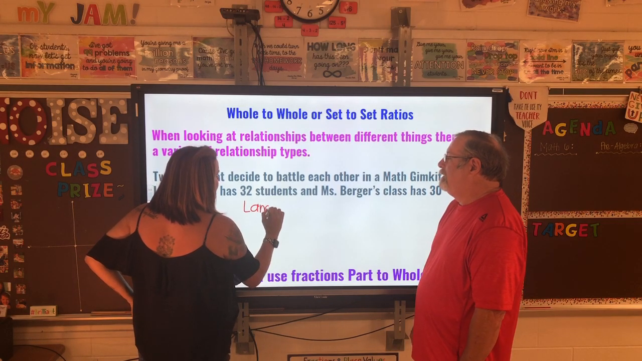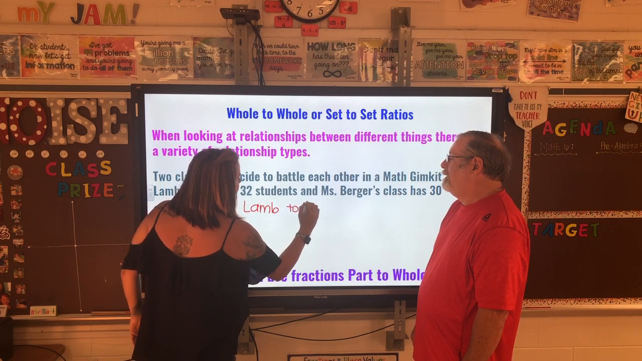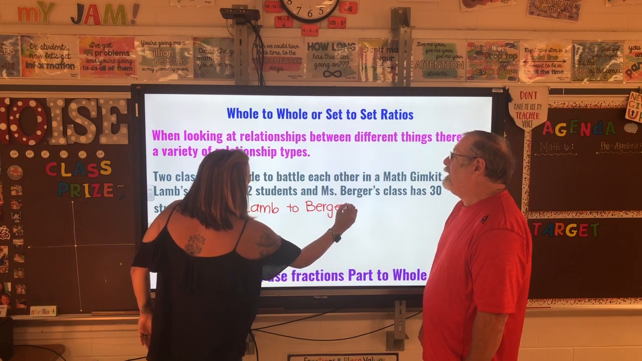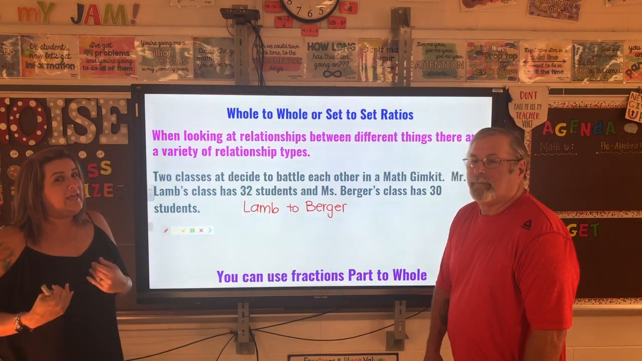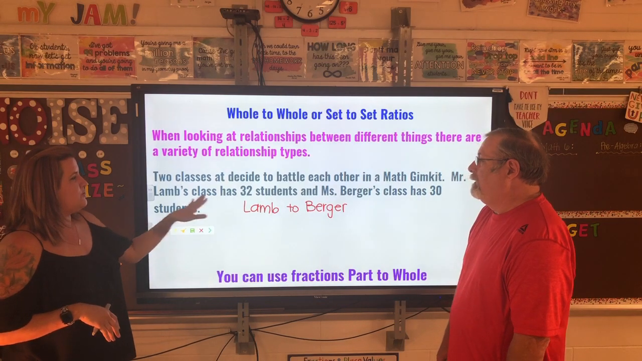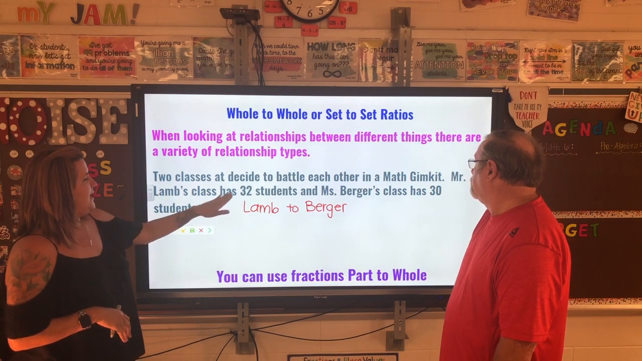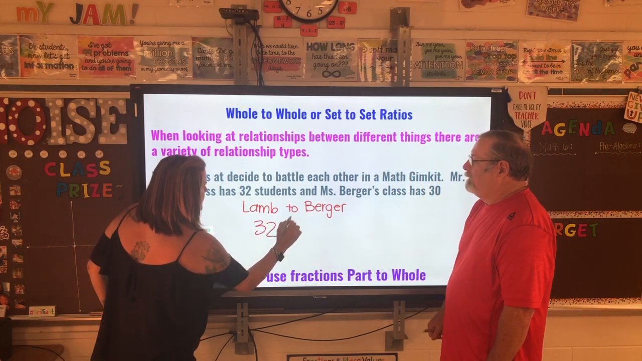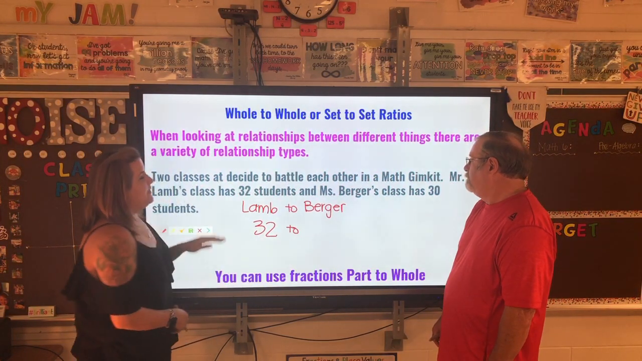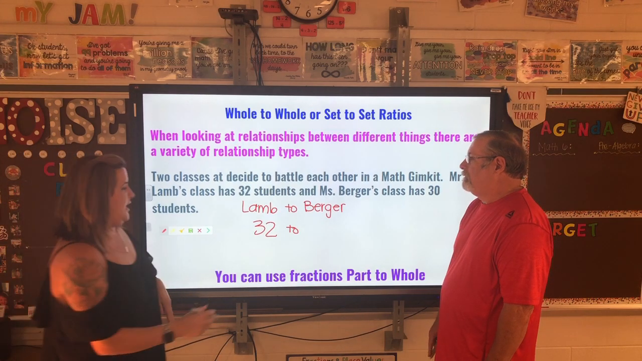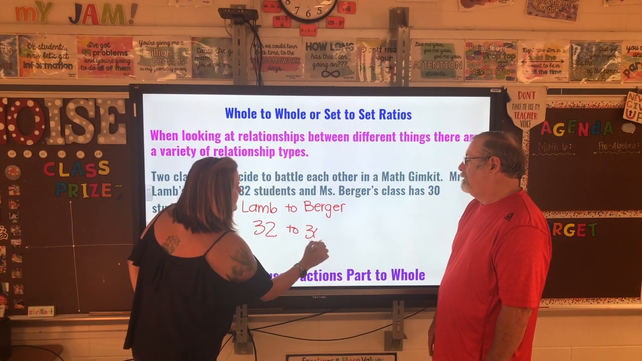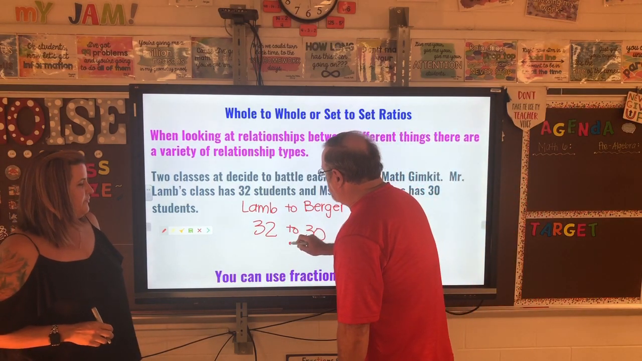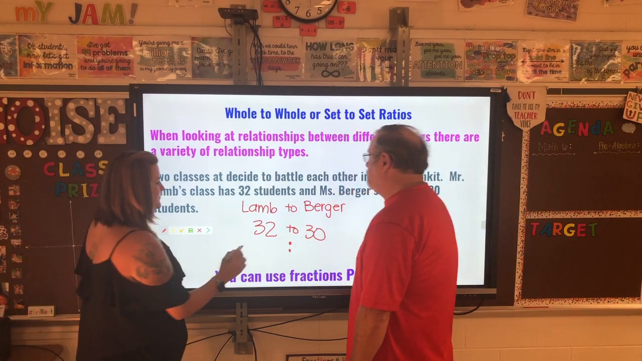So I like to sometimes, especially when I'm doing a word problem, write out the order that I want the things in, right? So that kind of gives me a key. Now, I'm looking for Mr. Lamb's class. Lamb's class has 32. So put it right there. Miss Berger's class has 30. So then I can drop it down. Drop it like a top. And of course, you can use the old colon.